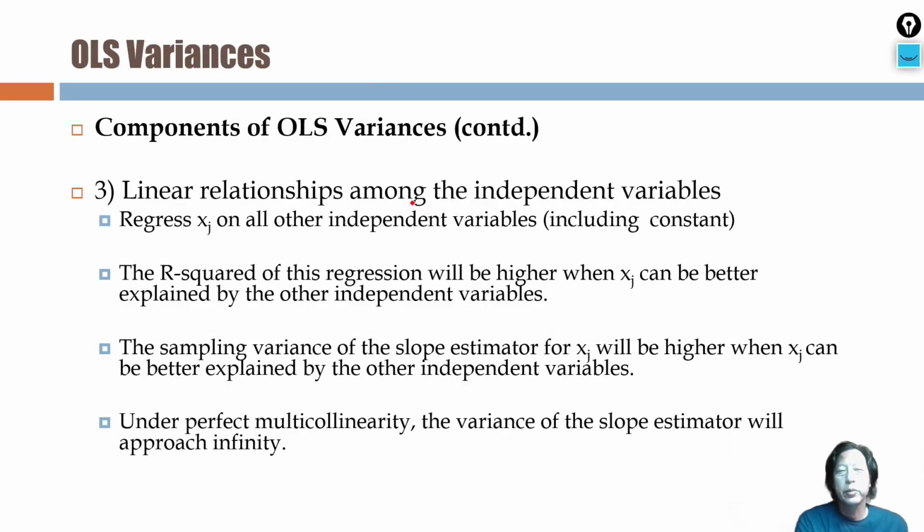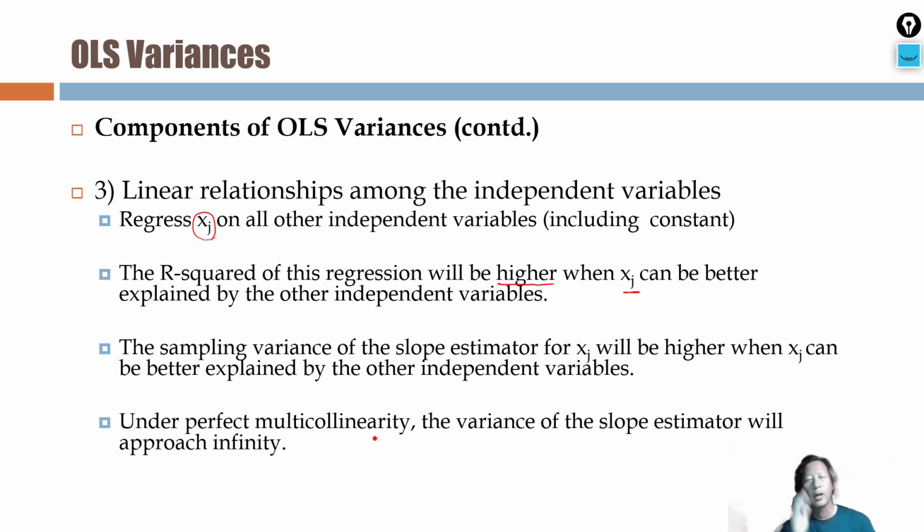So there is a linear relationship among the independent variables. You find out the regression of this xj on the other independent variables, and the R square of this regression will be higher if they are correlated, right? If xj can be explained by others, then R square will be higher. The sampling variance of the slope estimator of xj will be higher when xj can be better explained by other independent variables.